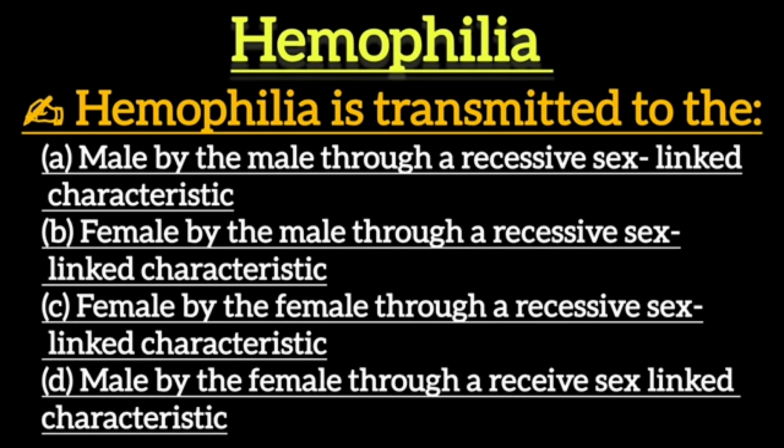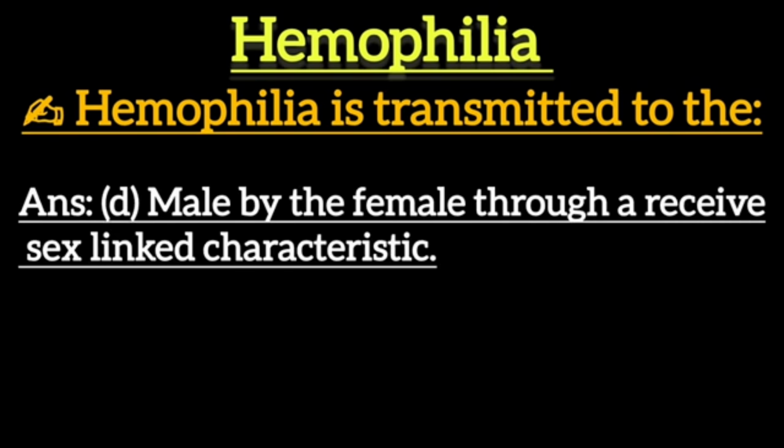Next question: hemophilia is transmitted to the option A, male by the male through a recessive sex linked characteristic, option B, female by the male through a recessive sex linked characteristic, option C, female by the female through a recessive sex linked characteristic, option D, male by the female through a recessive sex linked characteristic. Correct answer is option D, male by the female through a recessive sex linked characteristic.